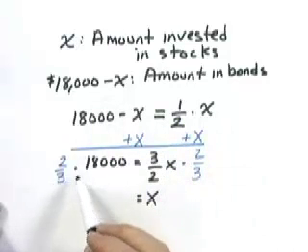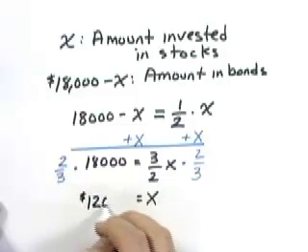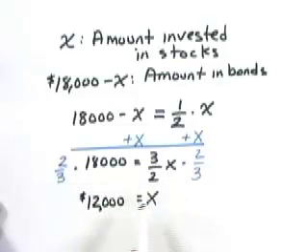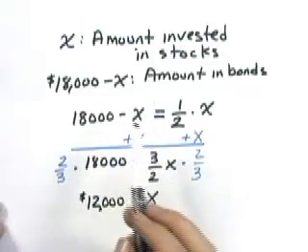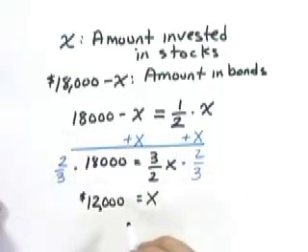And then we take 2/3 times 18,000. That's going to be $12,000. So we have $12,000 invested in stocks, and therefore 18,000 minus 12,000, or $6,000, is invested in bonds.